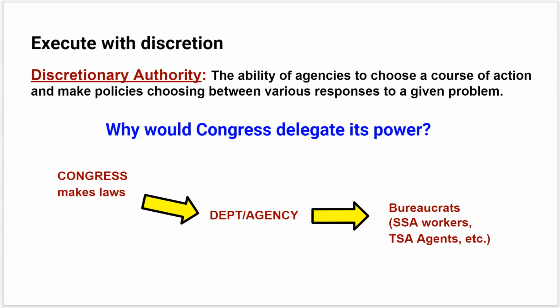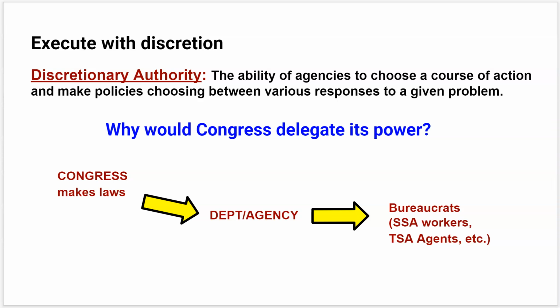Discretionary authority is the idea that when a police officer pulls you over, and they say, do you know what you were doing back there? Do you know how fast you were going? Whatever it is. They have discretionary authority based on procedures. They have to take a look at this situation, and they have some options, right?